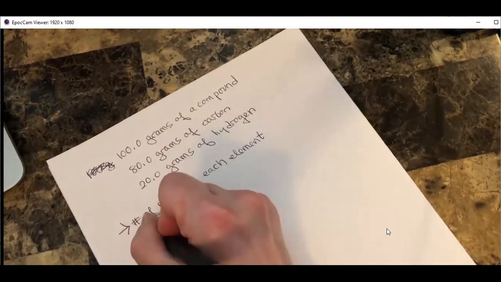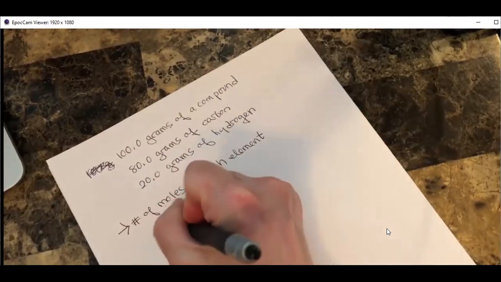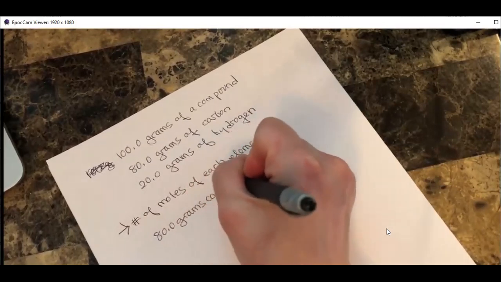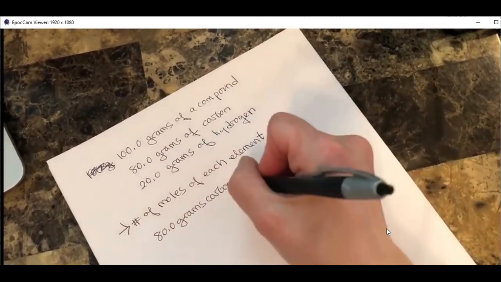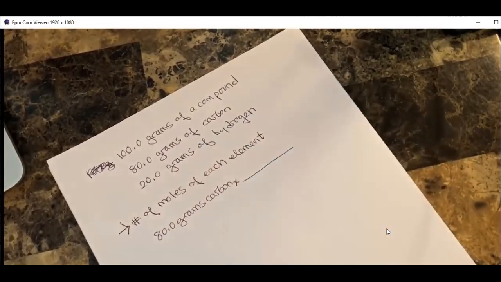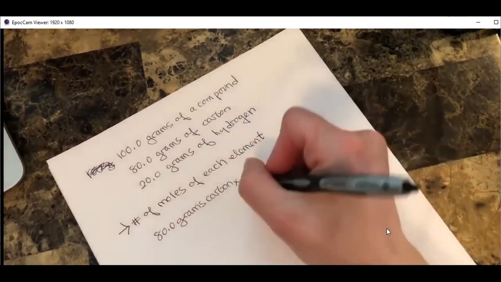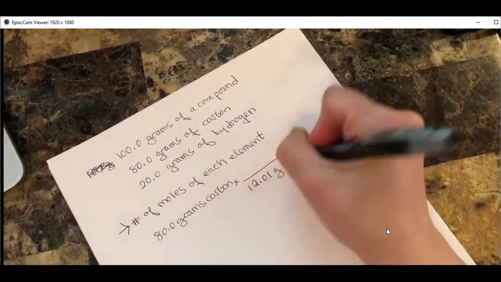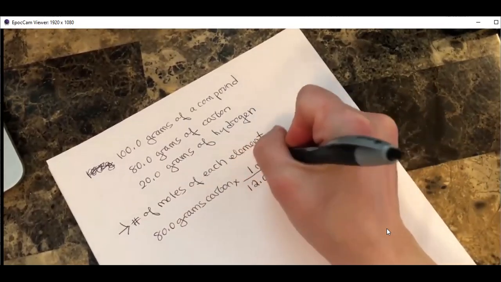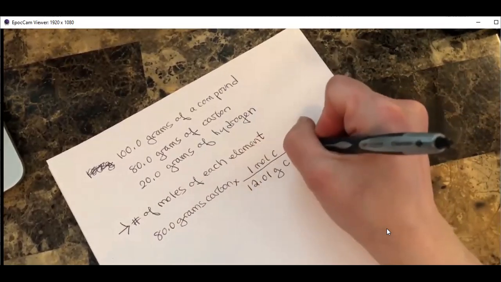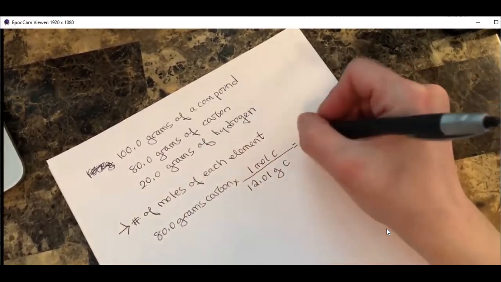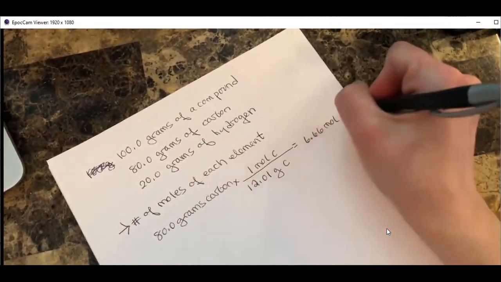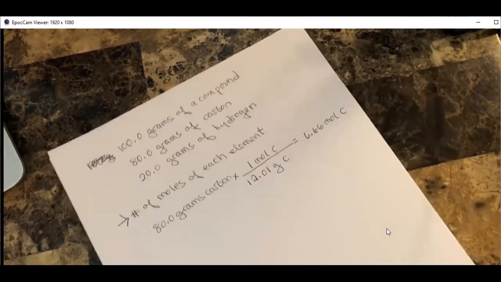Let's start with carbon. So if we have 80.0 grams of carbon, we want to get rid of grams and we end up with moles. So looking at the periodic table for carbon, we know that it has 12.01 grams of carbon per 1 mole of carbon. So if we multiply across, we're going to end up with 6.66 moles of carbon. Okay, that's good. That's one of the numbers we need.